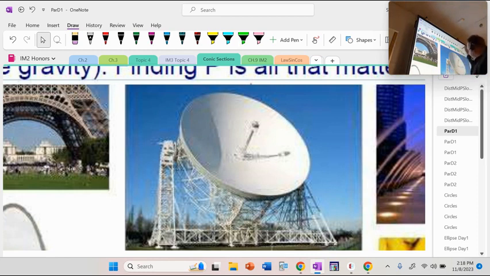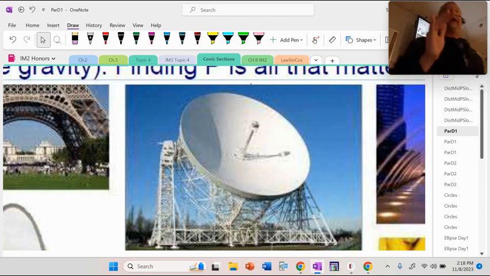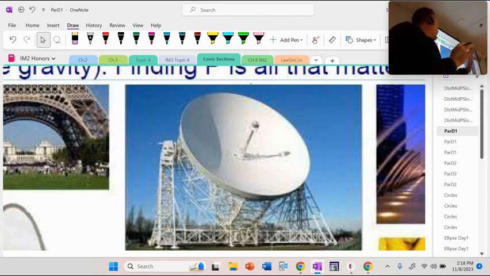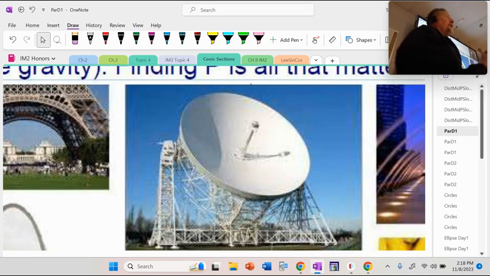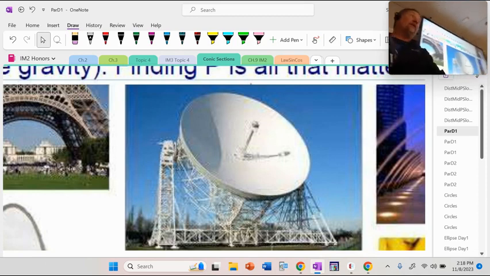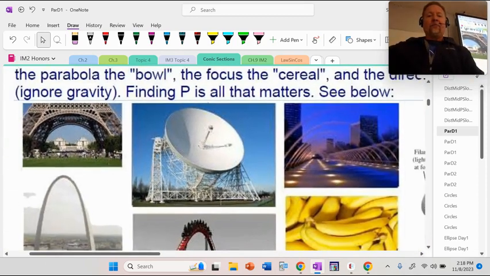the signal hits this dish and then goes to the focus. So this parabolic shape is actually called a paraboloid, a three-dimensional parabola. It focuses the signal to the focus so you get a clear picture. That's why we're going to watch that Hubble telescope video.